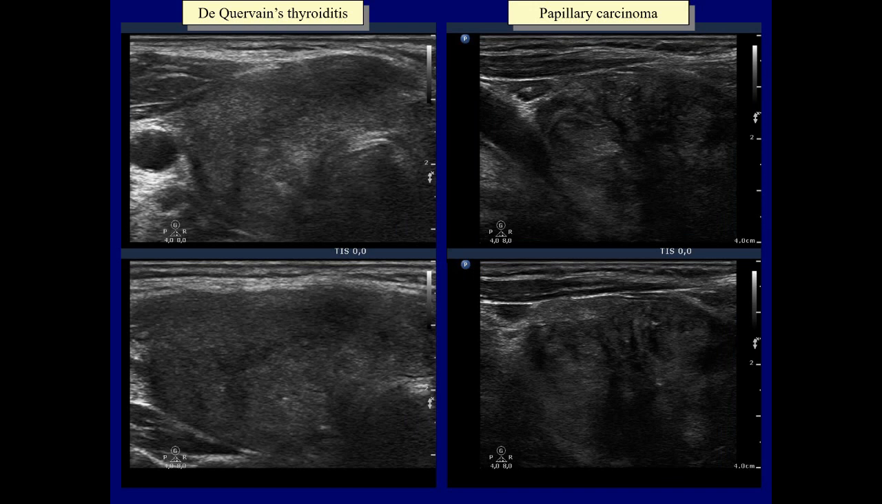Both diseases involve almost the entire lobe in these cases. A striking difference can be observed in the borders between intralesional hypoechogenic and echonormal parts. These are blurred in the case of thyroiditis, while sharp in the tumor. There is one bright hyperechogenic granule in the thyroiditis case.